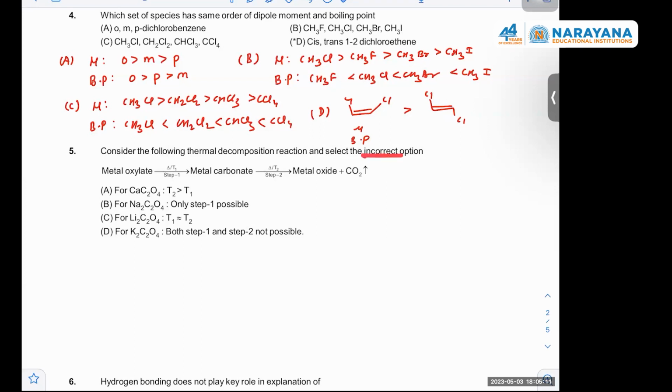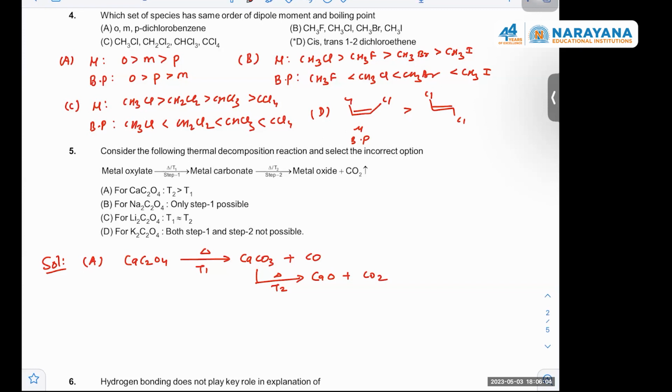Okay, it is asking the incorrect. So why are A, B, C not incorrect? In case of CaC2O4, it will break at a certain temperature and give CaCO3 and CO, right? At a certain temperature T1, it will break into CaCO3 and CO. And at a higher temperature T2, it will break into CaO and give CO2. CaCO3 is not that thermally unstable. Therefore, we will have two different temperatures of oxalate breaking and of carbonate breaking.